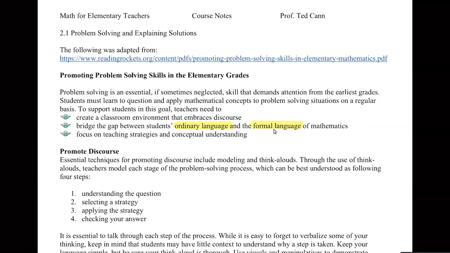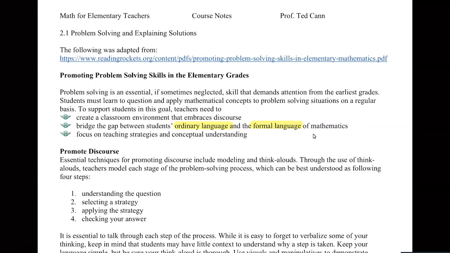So that became a very, very important piece of the development of the next gen curriculum, right? Focus on teaching strategies and conceptual understanding, that kind of goes hand in hand because if you are able to translate from ordinary language to formal language, then I think that means that you have a very good handle, actually, on the conceptual aspects of the material. So you have conceptual understanding, right? So let me pause here.